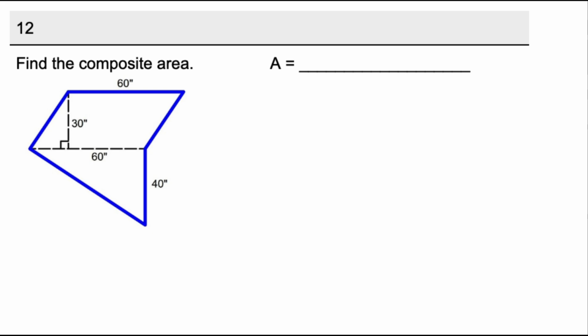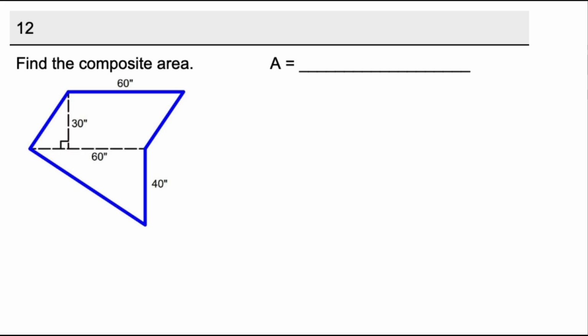Number 12, find the composite area. Now, as we look at this, I can see a triangle, a trapezoid, and I'm assuming a right triangle, but we can't assume, so we'll just say a triangle. If we were trying to find this composite area, the simplest way to do this would be to just divide this into a parallelogram and a triangle. That way we only have to find two areas.